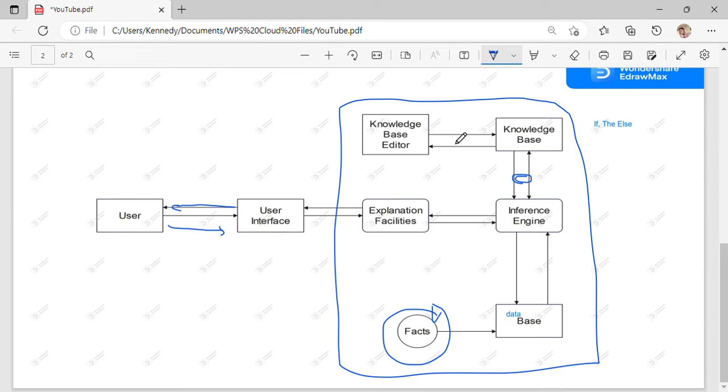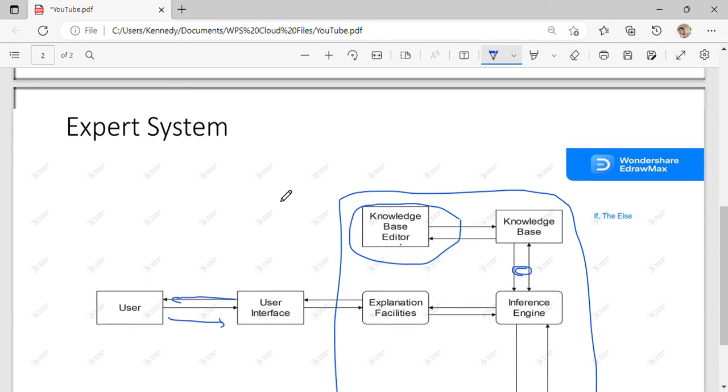Okay, another component here that we might have left out is the knowledge base editor. It is there to allow the expert or the knowledge engineer to easily update and check the knowledge base. Maybe it has insufficient knowledge, so the expert or knowledge engineer will always update it using the knowledge base editor right here. So I think that's all about our expert system, guys.